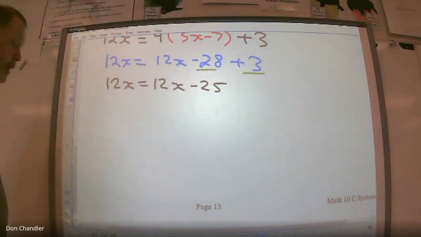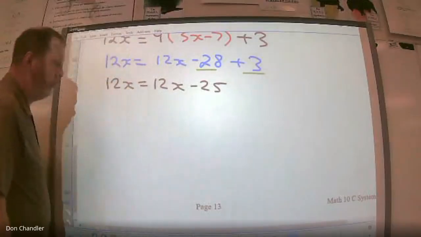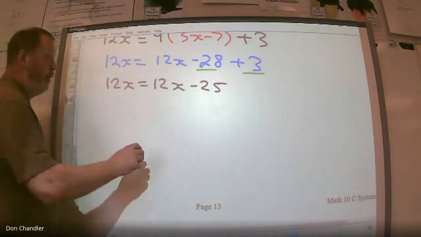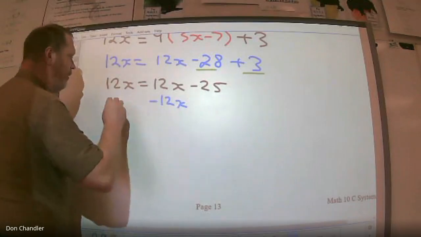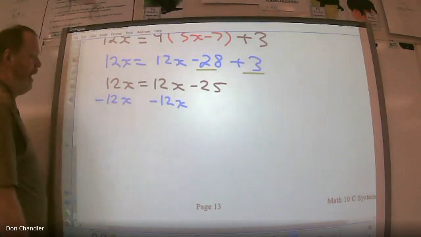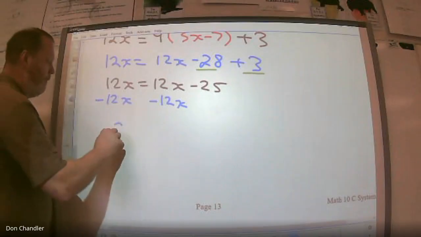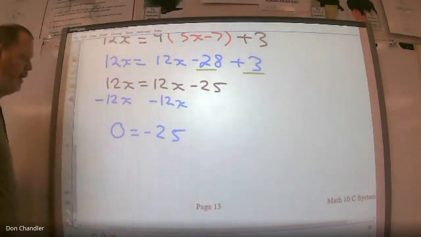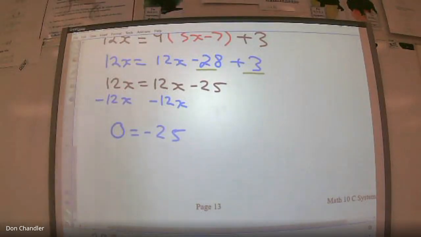Now, this one is weird. I don't deny it. This one is completely weird because you're going to say, ooh, let's subtract 12x from both sides. I now have 0 is equal to negative 25. In what world does 0 equal negative 25? And I know what you're thinking. It doesn't. And you're right. So what does this mean? There's no solution.